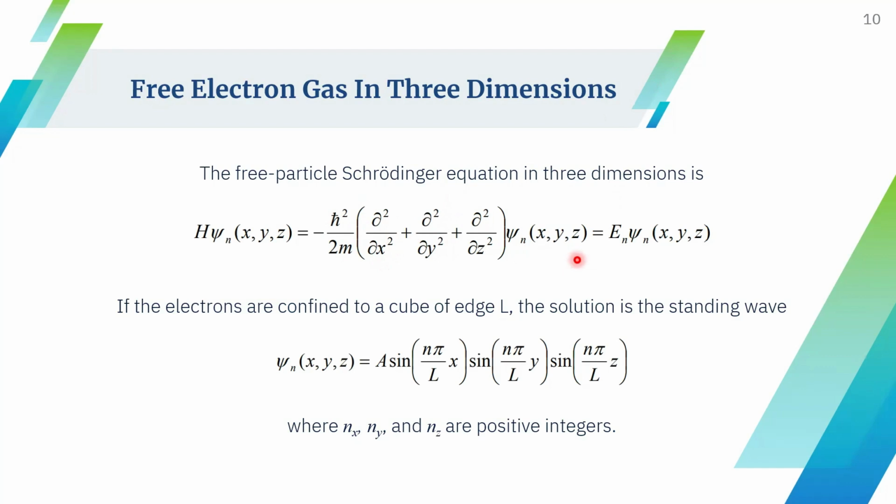If the electrons are confined to a cube of edge L, the solution is the standing wave. So for the standing wave, it becomes psi n of x, y, z equal to A sine(n pi by L x) into sine(n pi by L y) into sine(n pi by L z). Here we can see that nx, ny, and nz are positive integers.